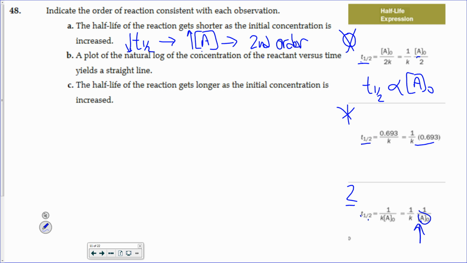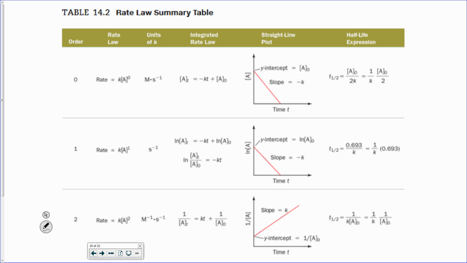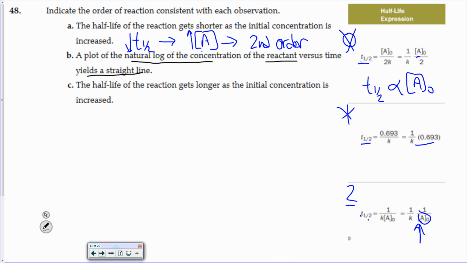All right. B says a plot of the natural log of the concentration versus time yields a straight line. So this is where we can go back to our reference in the table. On a zero order, a straight line is concentration versus time, so it's not a zero. On a first order, the natural log of the concentration versus time is a straight line. That's the one we have. So knowing that, that tells me this one is a first order.